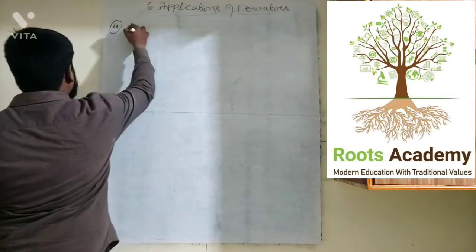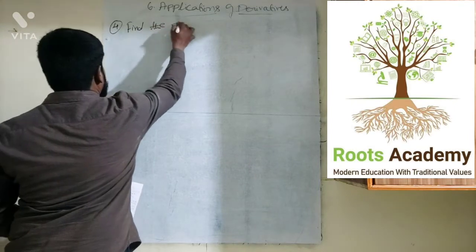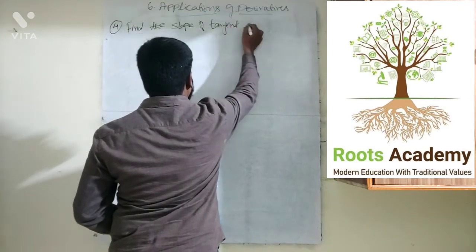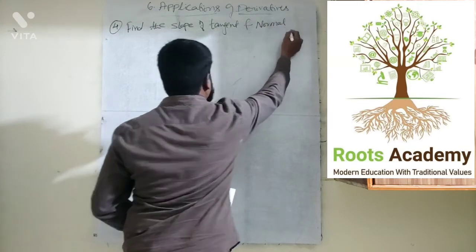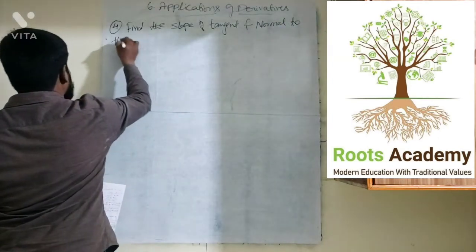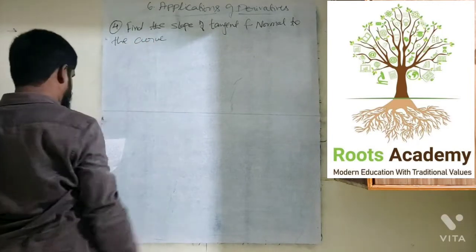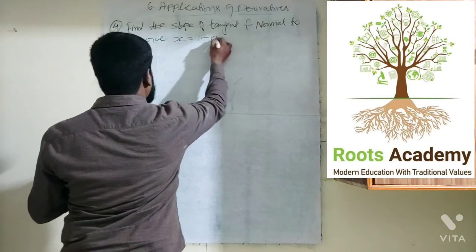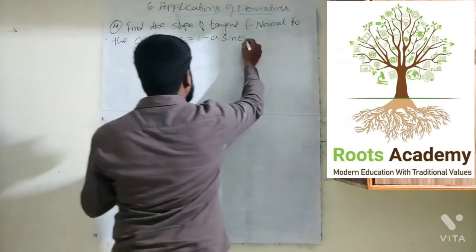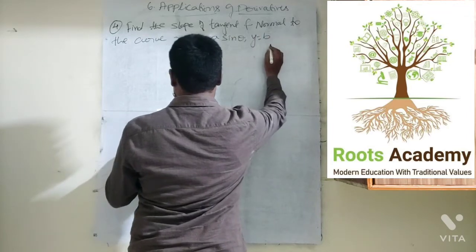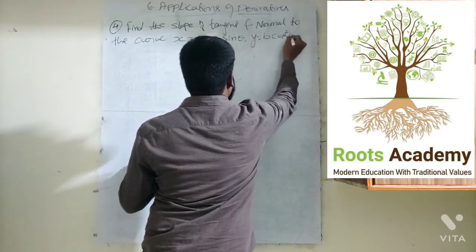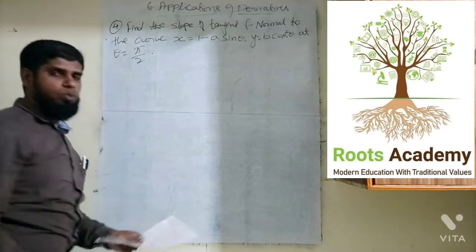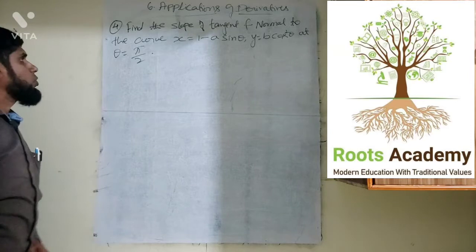It says that find the slope of tangent and normal to the curve x is equals to 1 minus a sin theta and y is equals to b cos square theta at theta is equals to pi by 2.